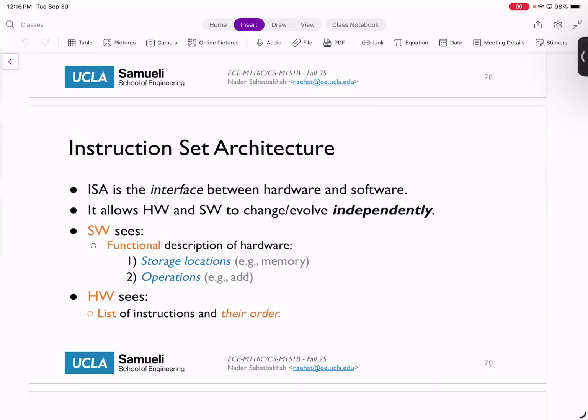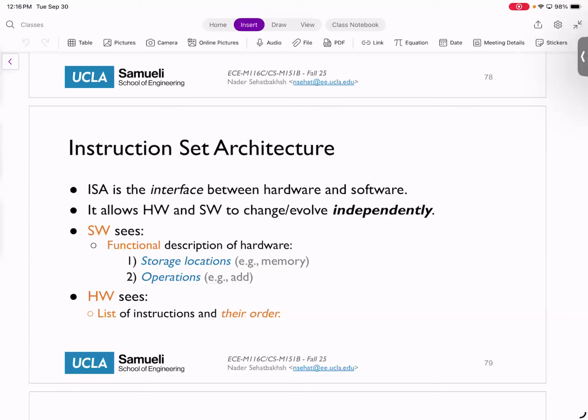my tablet. So last time, the last thing we talked about was the instructions set architecture, and I told you that this is the interface between the hardware and software, and it allows the hardware and software to basically develop independently, right?